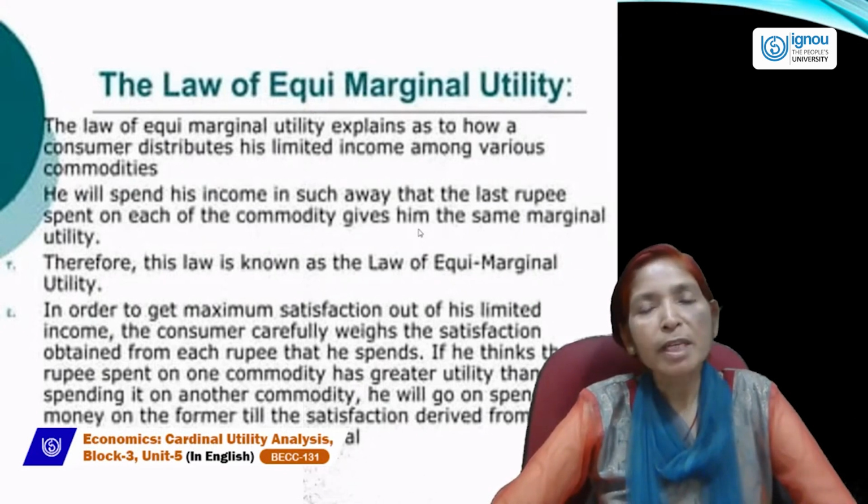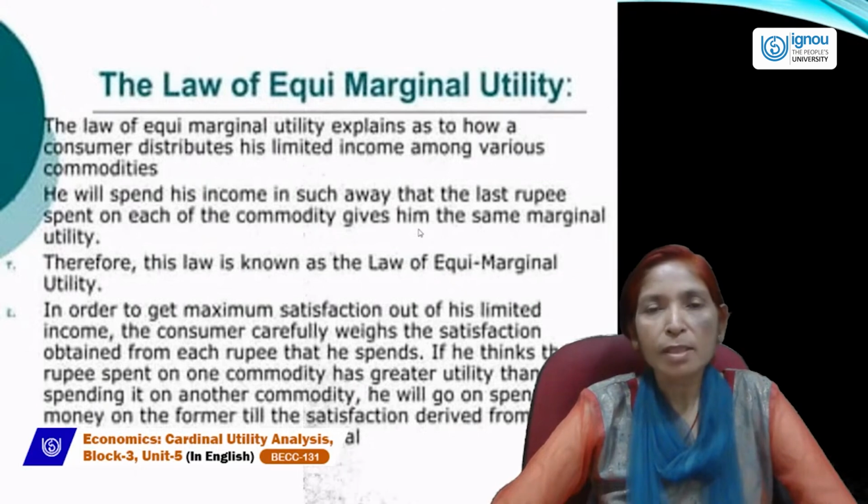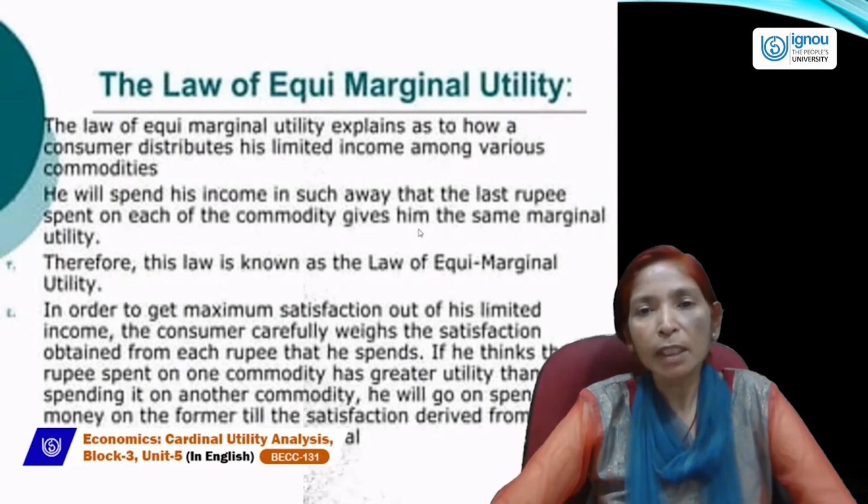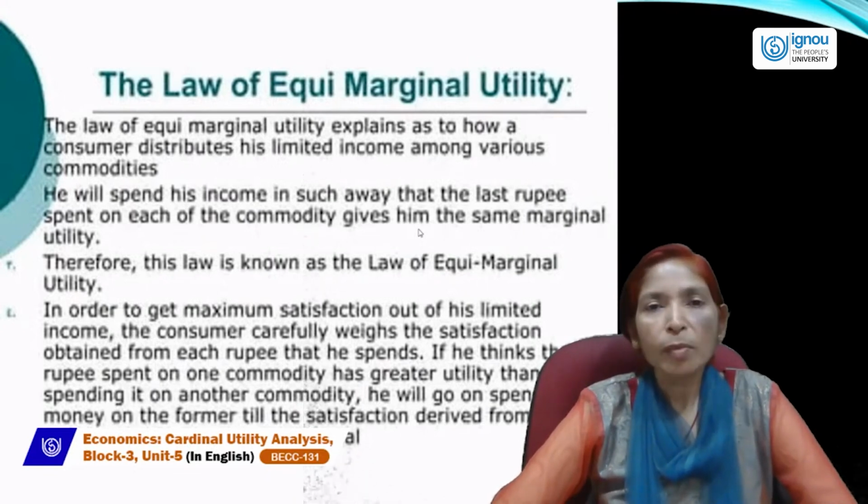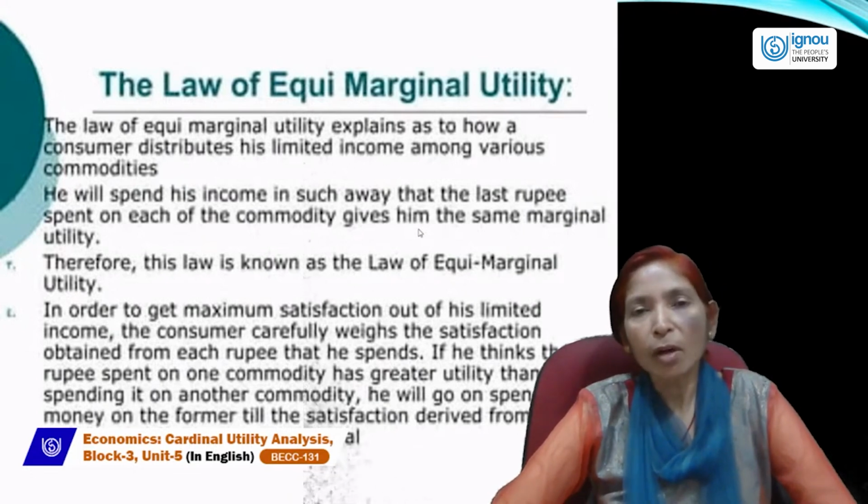And this law is based on several commodities, not on a particular single commodity. That's why this law is known as equi-marginal utility. According to this law, the consumer always spends his money income in such a way that he will get maximum satisfaction from the consumption of several commodities.